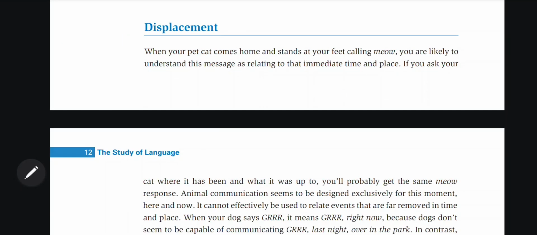The first one is displacement. Displacement, in general, means that you have the ability to talk about another time, another place. For example, a human can talk about the past, the future, and about another place, here, there. Whereas animal communication cannot do this as we do.